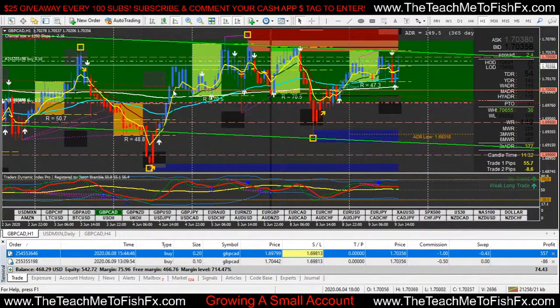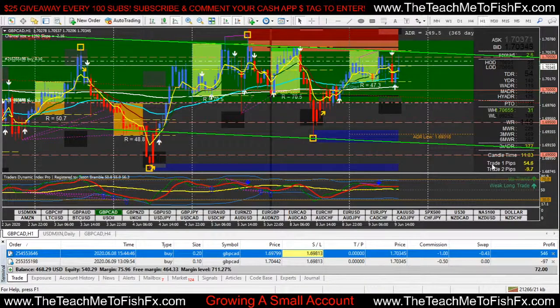So we have that color changing EMA for you. We have the color changing candles for you guys. We have the exhaustion squares. All right, and then we have the TDI, this TDI Pro here, that provides divergence for us. It provides its own exhaustion arrows. So we have a number of confluences.